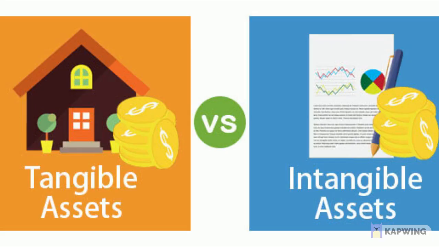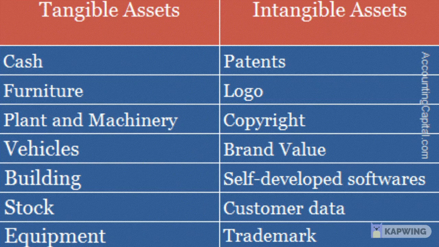Classification of assets. Physical existence. If assets are classified based on their physical existence, assets are classified as either tangible assets or intangible assets. 1. Tangible assets. Tangible assets are assets with physical existence. We can touch, feel, and see them. Examples of tangible assets include land, building, machinery, equipment, cash.